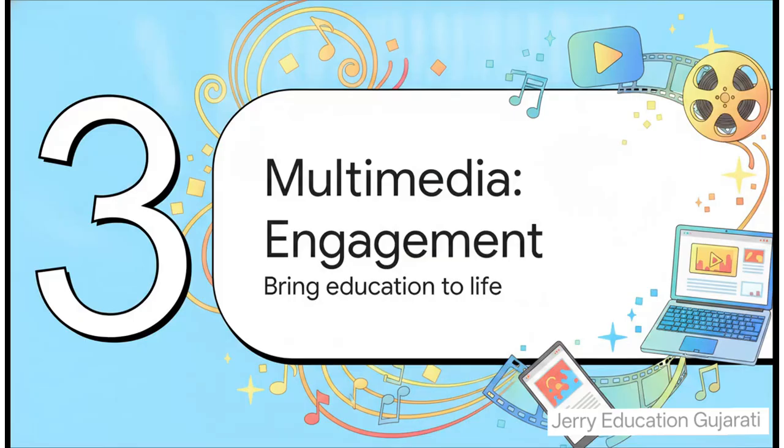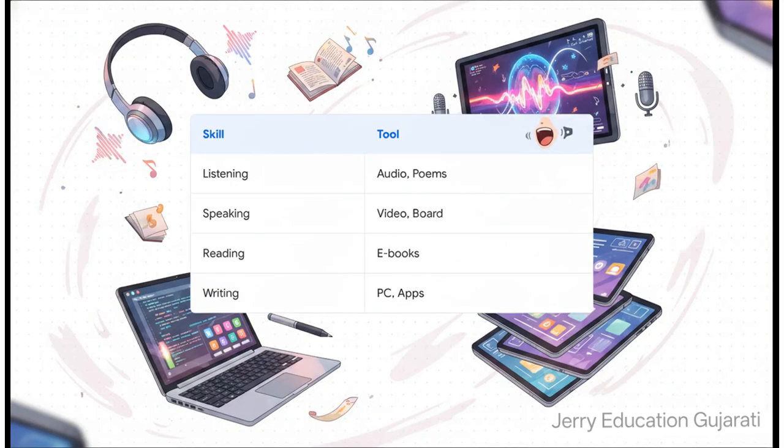Next up is Section 3, Multimedia, Engaging the Senses, Bringing Education to Life. Look at how seamlessly everyday tools like projectors and smartboards map directly onto the 4 core language skills you'll be teaching. For listening, throwing in audio clips of poems and stories dramatically improves comprehension. For speaking, videos and smartboards are amazing for refining pronunciation and dialogue skills. Then, when it comes to reading, ebooks provide these vast, highly accessible opportunities. And for writing, computers and educational apps allow for crucial digital writing practice. Basically, multimedia increases focus, makes the tough concepts way easier to grasp, and encourages kids to learn on their own.